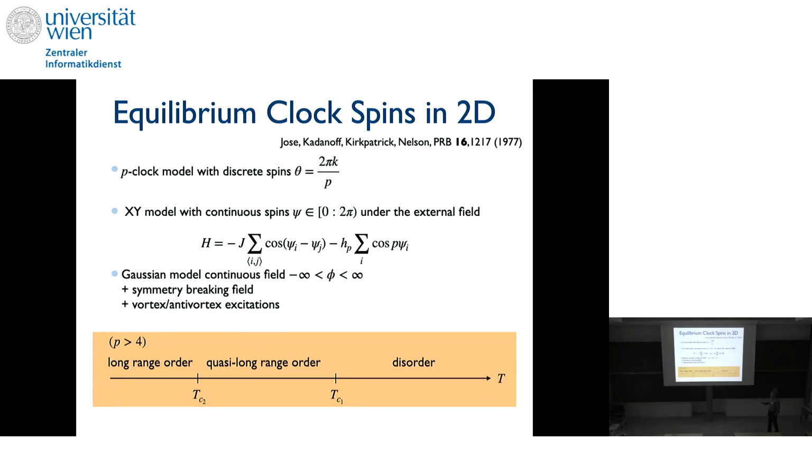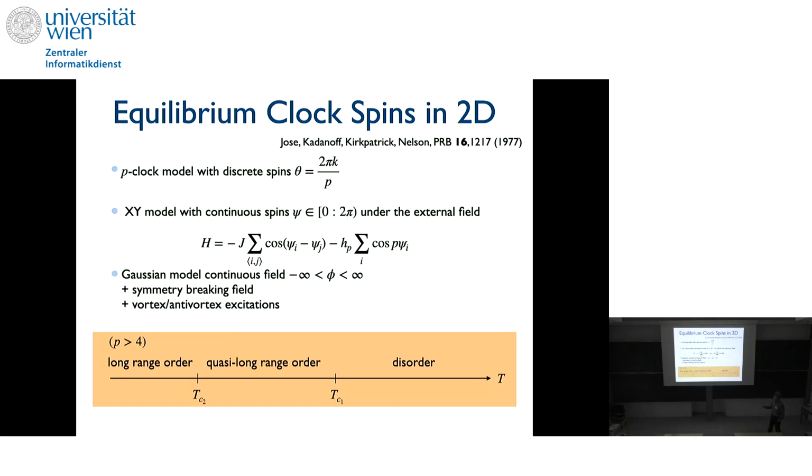And then it is very important that this variable is not extended, but there is some periodicity in this interaction. We call this just U(1) symmetry. So actually, this periodicity plays a very important role. If you just ignore the periodicity of this variable and replace it with some other continuous field from minus infinity to infinity, then you should introduce some other excitation, which takes the role of this periodicity. So this p-state clock model can be mapped into the Gaussian model, a simple Gaussian model, which is perturbed by this symmetry breaking field here, and also vortex anti-vortex excitation coming from the periodicity.